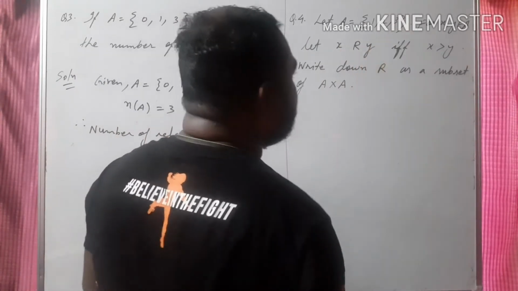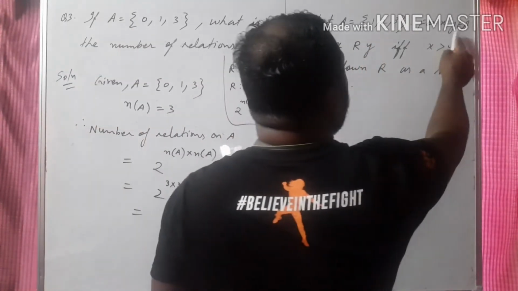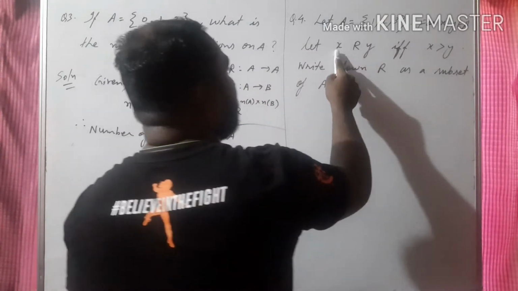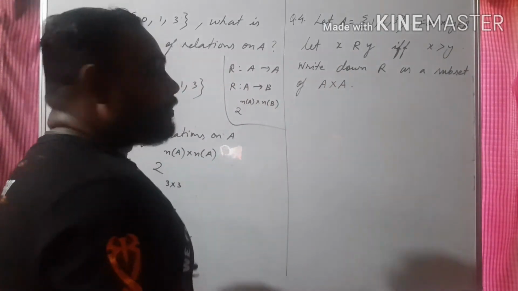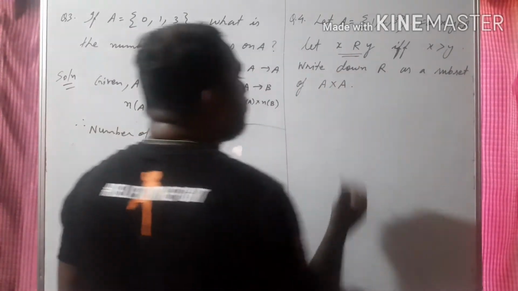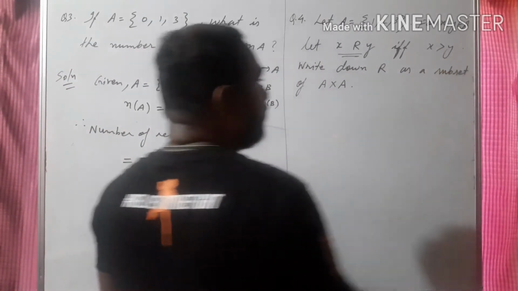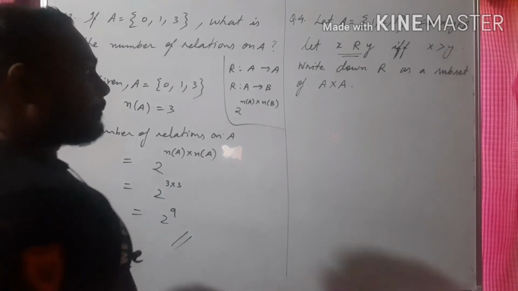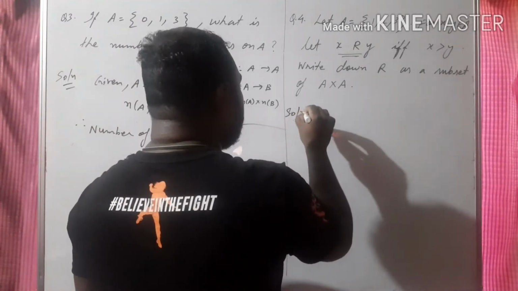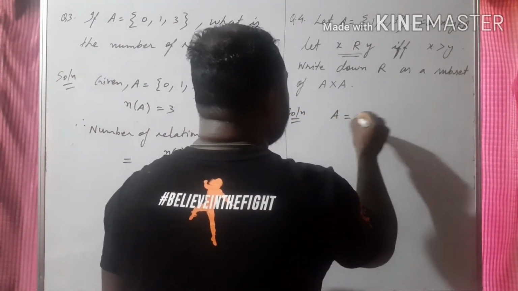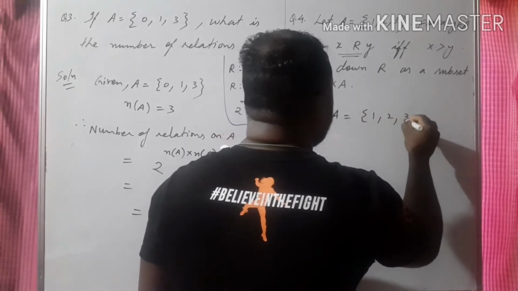Okay, so next question you see. Let A be 1, 2, 3. For x, y belonging to A, let x be related to y if and only if x is greater than y. So according to the question, let me write here: A is given as 1, 2, 3.